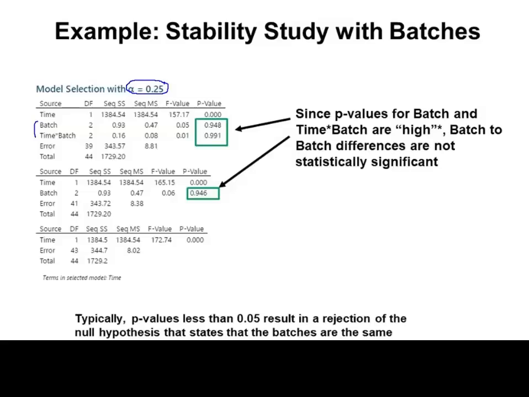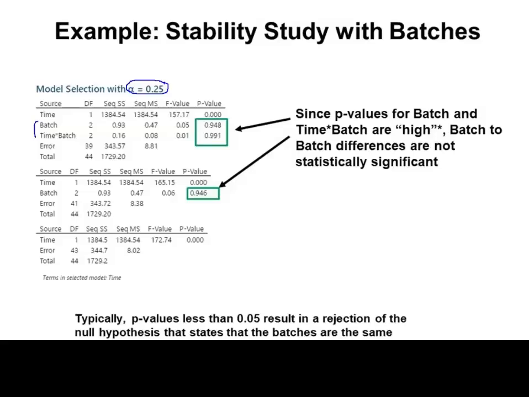So what happens here is it removes the time-batch since this p-value is greater than 0.25. And then it re-estimates everything. And this 0.948 is still high, it's 0.946. So then it comes out. And we're just left with time, which has a very low p-value indicating that time is important. Time explains variation. Well, that shouldn't be a surprise if you're doing a stability study.